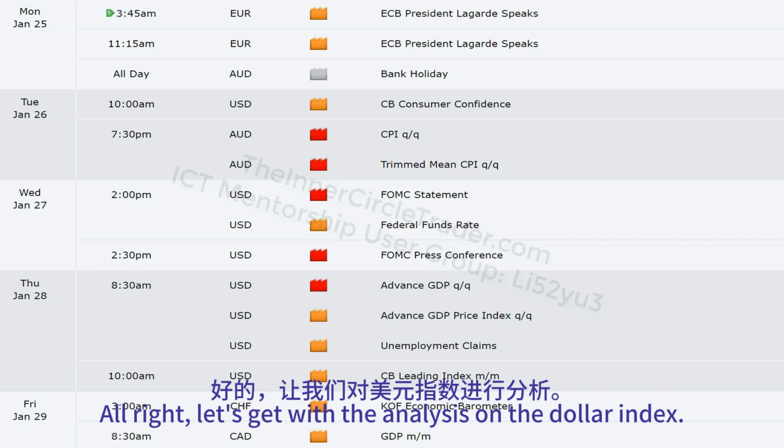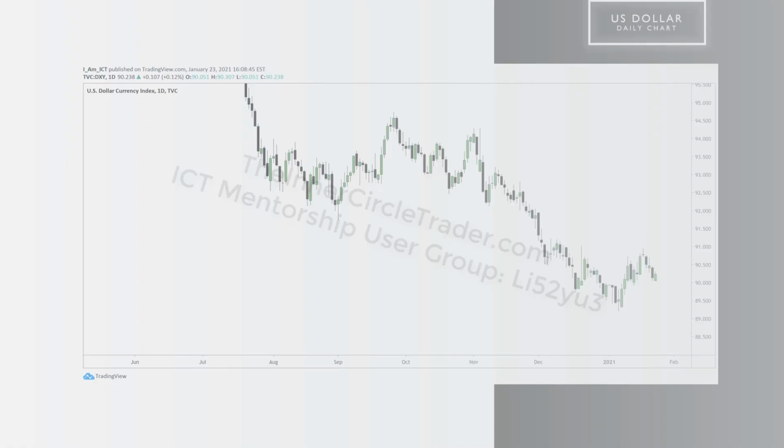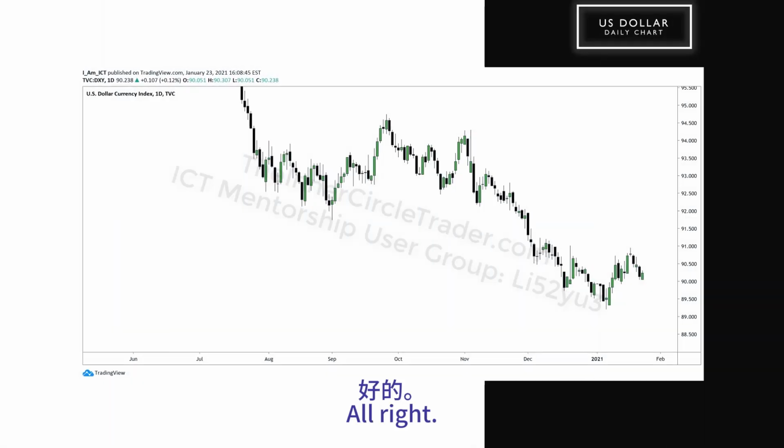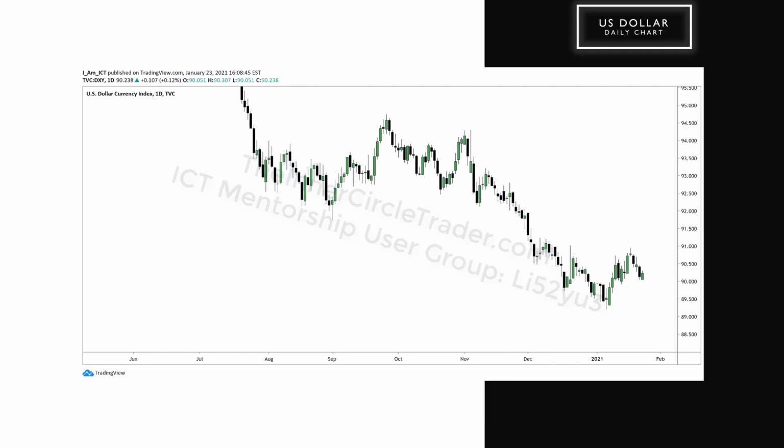All right, so let's get with the analysis on the dollar index. We are looking at the daily chart of the dollar.